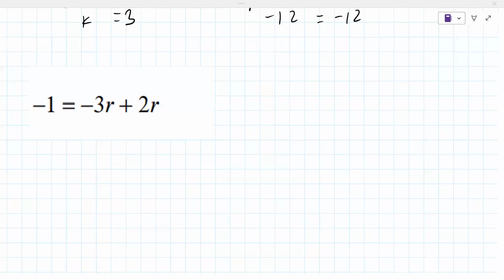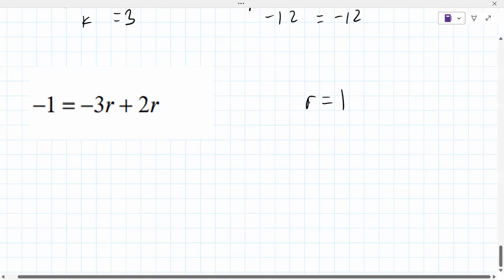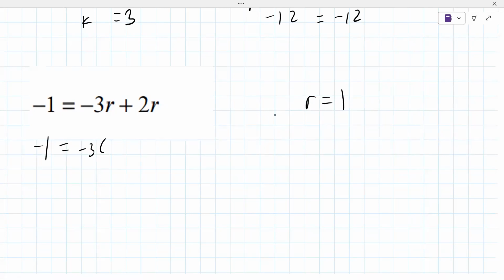R equals 1. And you checked it. Yes. Okay. -1 equals -3 times 1 plus 2 times 1. -3 plus 2 is -1. That is correct.